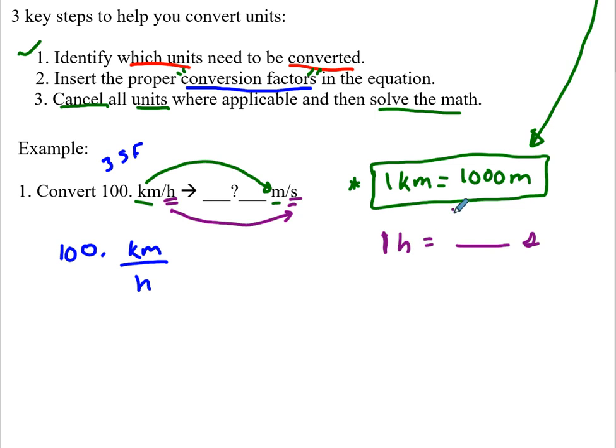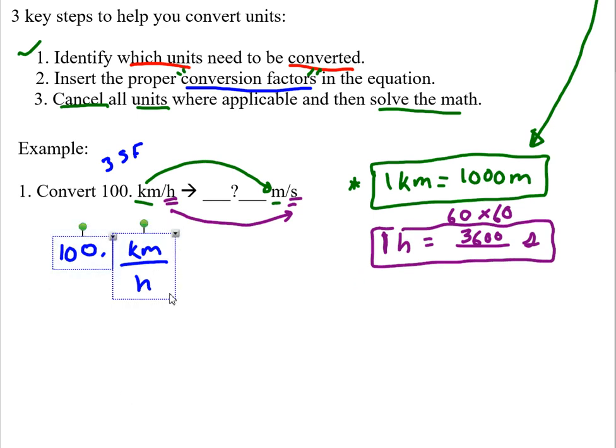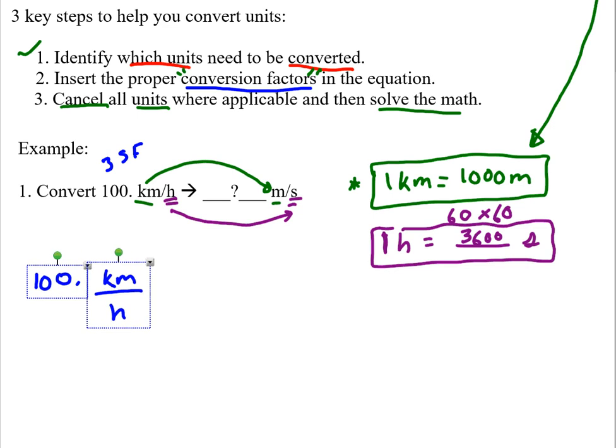In 1 hour, you have 60 minutes, but then in 1 minute, you have 60 seconds. So you actually have to multiply those together. And since you have 60 minutes in an hour, 60 seconds in a minute, it's 60 times 60, or 3,600 seconds. That's my second conversion factor. So first you identify your conversion factors, okay, that we need to deal with. Now we're going to use those conversion factors and throw them inside this equation.